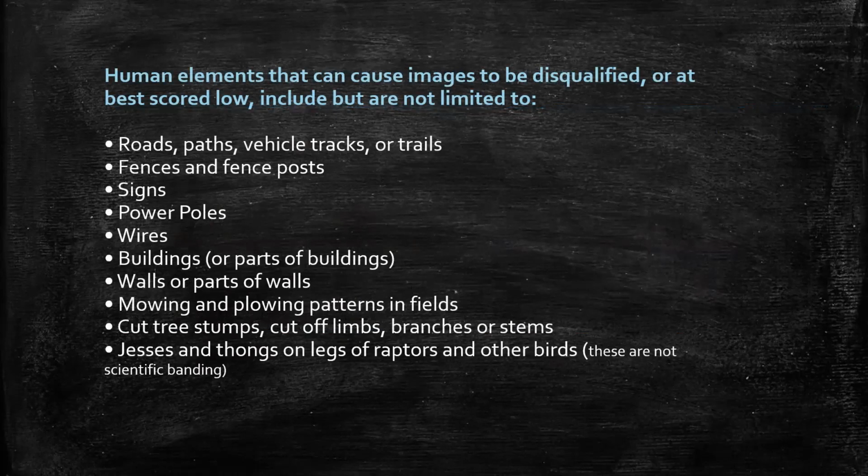Human elements that can cause images to be disqualified or at best scored low include, but are not limited to, roads, paths, vehicle tracks or trails, fences and fence posts, signs, power poles, wires, buildings, walls or parts of walls, mowing and plowing fields and patterns in fields, cut tree stumps, cut off limbs, branches or stems, jesses and thongs on the legs of raptors and other birds. Not scientific banding. Scientific banding is allowed, but jesses and thongs for raptors at work are not allowed.